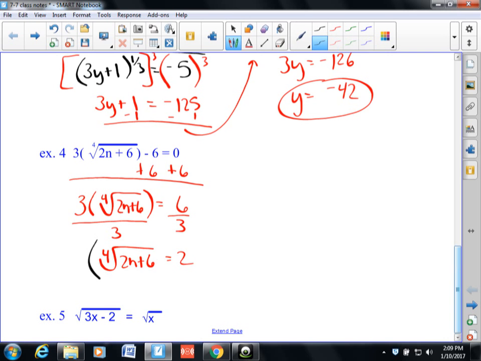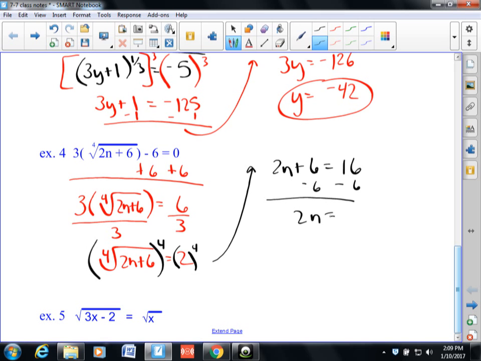Now we get to raise both sides to the 4th power. 2n plus 6 is equal to 16. And again, this looks like deja vu, doesn't it? And we get n is equal to 5.